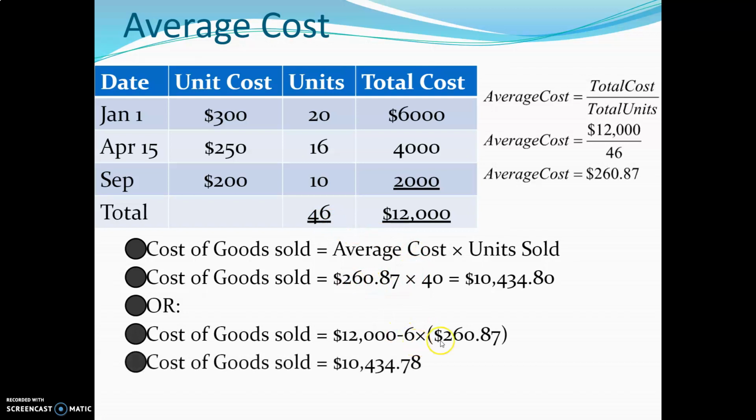Now we notice that there's a slight difference of 2 cents, and that's because we've got these nasty numbers down here, and it is susceptible to rounding errors. So there is some error that can occur. But we're rounding to the nearest cent. Overall, it won't make a huge difference.